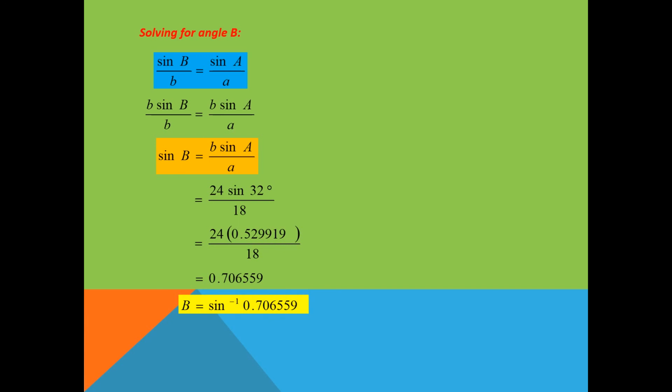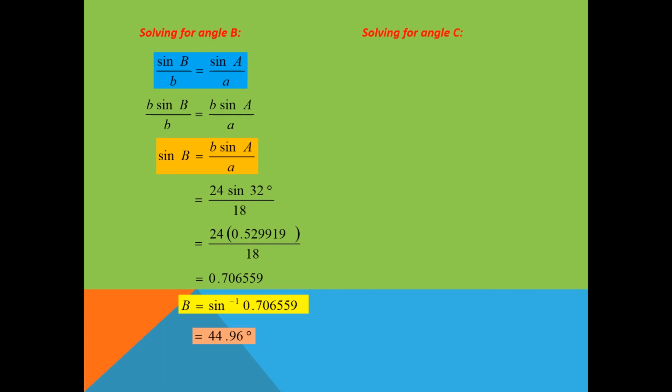Substitute the values of side B, side A, as well as angle A. Sine B is equal to 24 multiplied by sine 32 degrees over 18. From our calculator, take the value of sine 32 degrees. Sine B is equal to 24 multiplied by 0.529919 over 18. Sine B is equal to 0.706559. B is equal to arc sine 0.706559, or simply equal to 44.96 degrees.